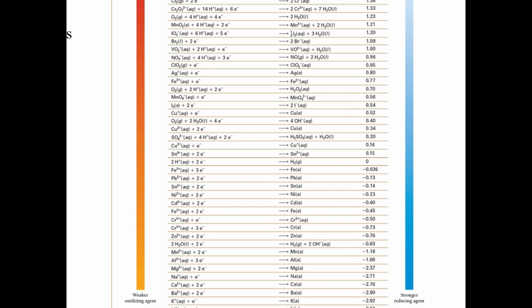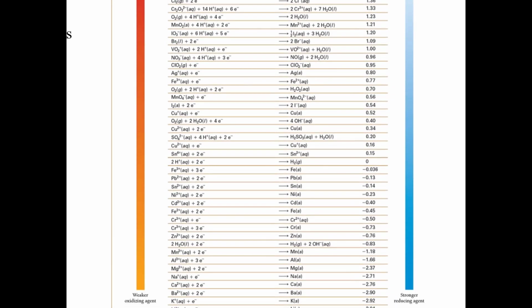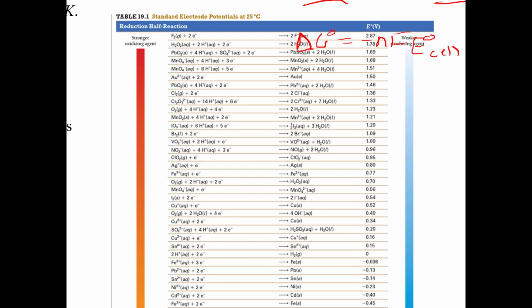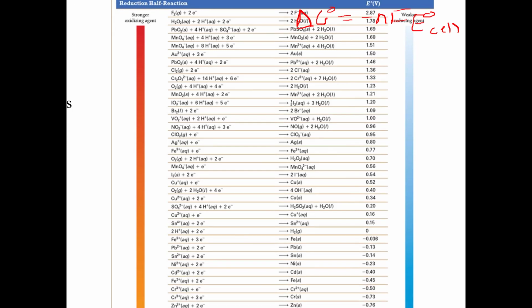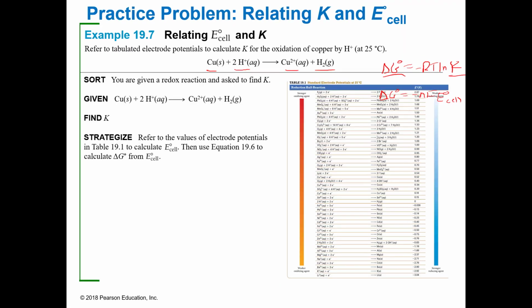0.34 volts. And then the hydrogen, the reduction of the hydrogen. Let's see. You guys have probably seen it before I do. All right, there it is. So 2 hydrogen ions plus 2 electrons forms hydrogen gas, and that's 0. We should know that one. That's just the standard reduction potential, right?